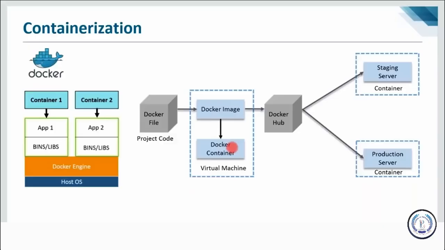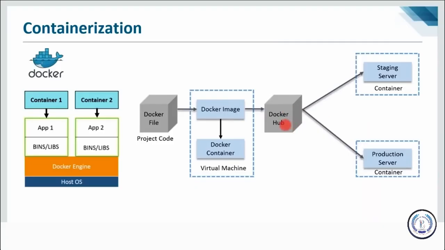Let me repeat it once more. We have written the complex requirements for a microservice application in an easy to write Dockerfile. From there, we have created a Docker image, and with the help of the Docker image, we can build as many containers as we want. Now that Docker image, I can upload onto Docker Hub, which is nothing but a Git repository of Docker images. You can have public repositories, you can have private repositories there.